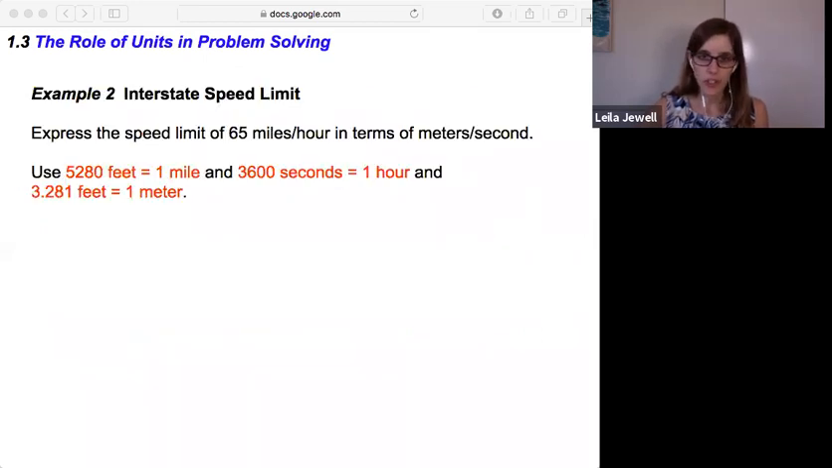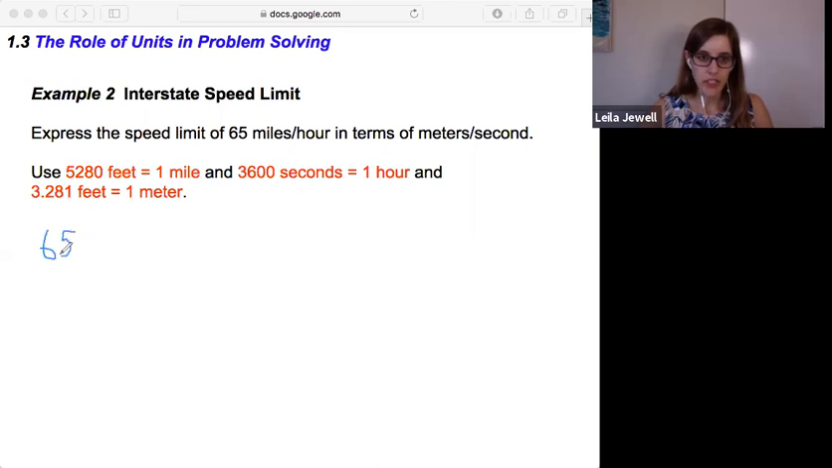So let's look at a more complex example here, the interstate speed limit. Express the speed limit of 65 miles per hour in terms of meters per second. And it gives us the conversion factors. Use 5,280 feet is equal to 1 mile, 3,600 seconds is equal to 1 hour, and 3.281 feet is equal to 1 meter. Right, so let's see here.